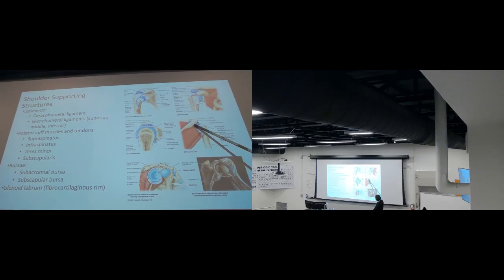And then the subacromial bursa protects this articulation so that these muscles do not connect directly into the acromion, which is the extension of the spine, which is this. And these are all the parts that help to stabilize this joint.